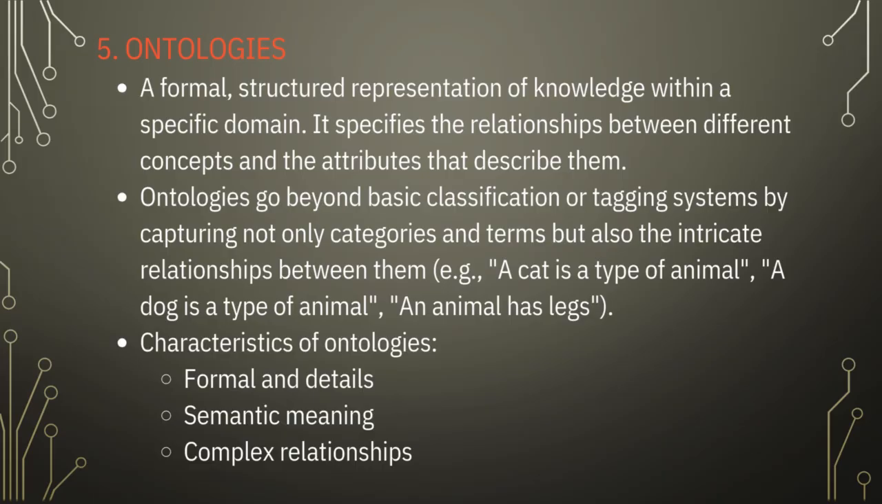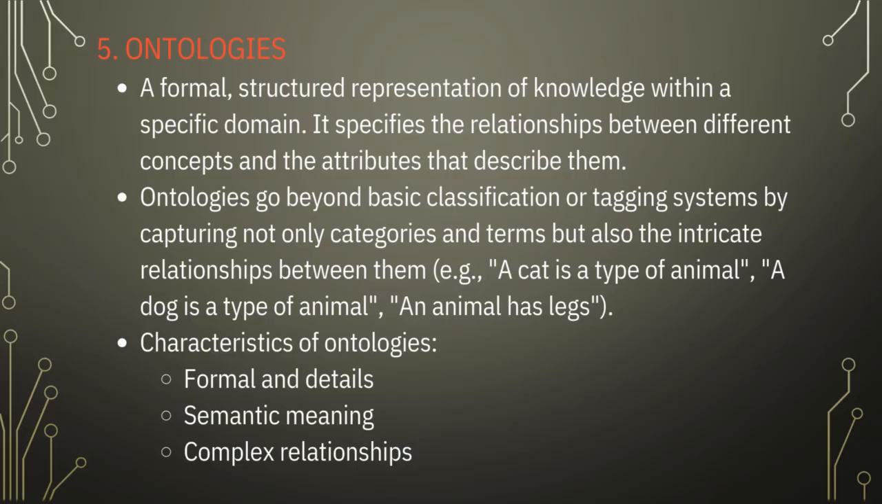In this slide, we examine ontologies, which represent the most advanced form of content organization in digital libraries and information systems. An ontology is a formal and structured representation of knowledge within a specific domain. It does not only list terms or categories, but explicitly defines the relationships between concepts and the attributes that describe them. Unlike basic classification systems or tagging approaches, ontologies capture meaning.